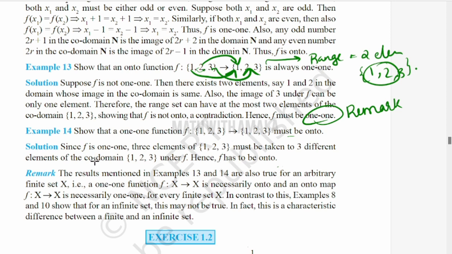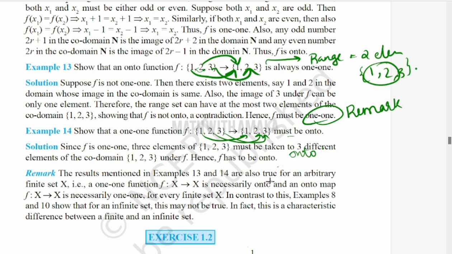Next, example number 14, show that a 1-1 function f from {1, 2, 3} to {1, 2, 3} must be onto. Since f is 1-1, it is given f is 1-1. Then the three elements 1, 2, 3 must be taken to three different elements of the codomain {1, 2, 3} under f. Hence f has to be onto. Hence the to and fro condition is satisfied here.